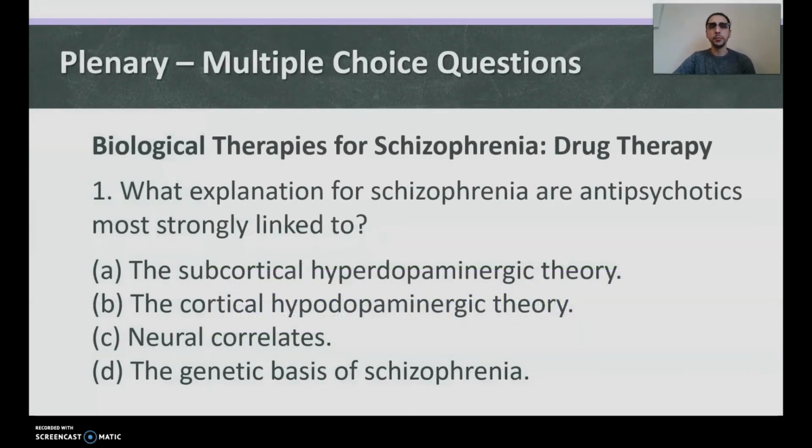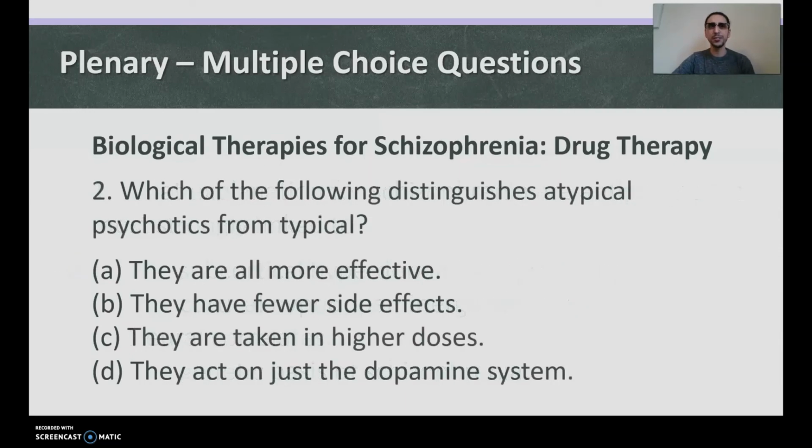Number 1. What explanation for schizophrenia are antipsychotics most strongly linked to? A. The subcortical hyperdopaminergic theory. B. The cortical hypodopaminergic theory. C. Neural correlates. Or D. The genetic basis of schizophrenia. I'm going to go for hyperdopaminergia. A. Good. I'm doing well. Are you doing well? That's what matters.